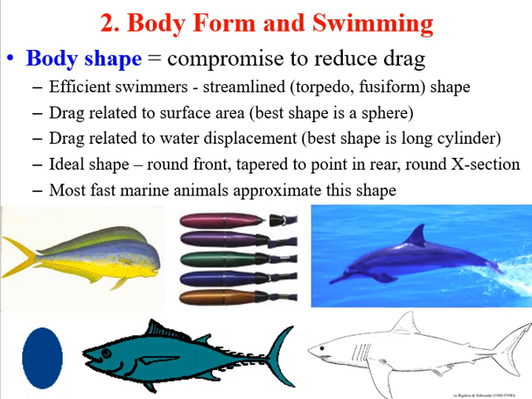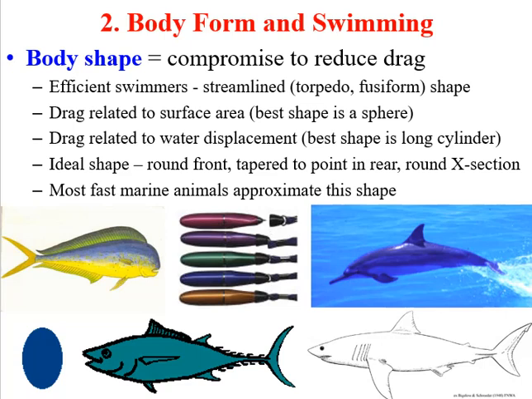Another thing you find is that this teardrop shape, where it's round at the front and it tapers off into the back, kind of like a torpedo or a teardrop, this fusiform shape is the most efficient. If you were an engineer and you're going to design something to move through the water that minimizes drag, then this is the body shape that you would come up with.